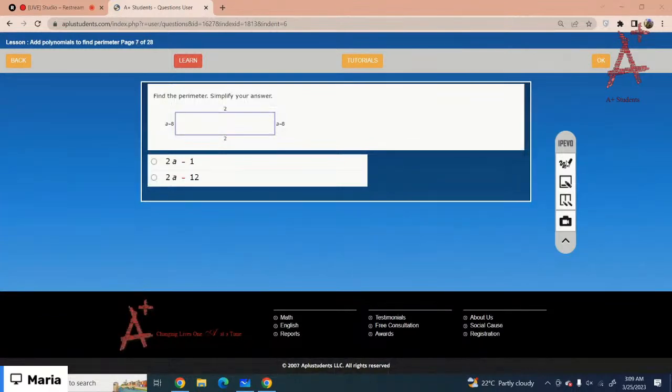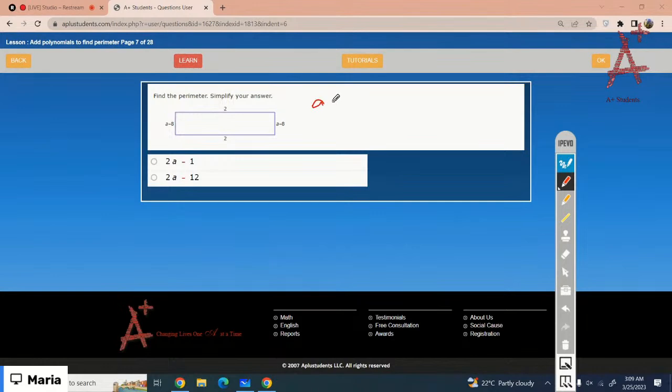Okay, the next one is you have to calculate the parameter. Just add a minus 8 plus a minus 8 plus 2 and plus 2. A and a are the like terms, just add them to 2a. Minus 8 and minus 8 makes minus 16. And minus 16 plus 4 is minus 12. Got it? So it would be 2a minus 12. Got it? So the correct option is 2a minus 12.